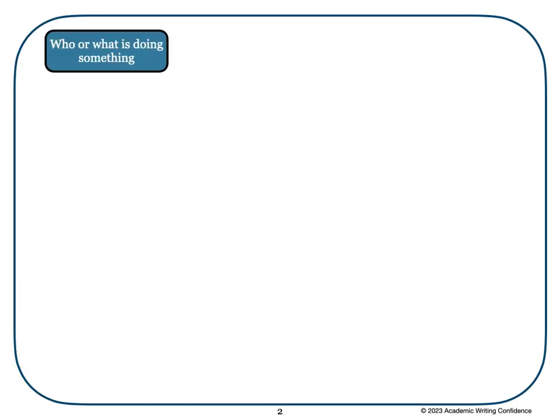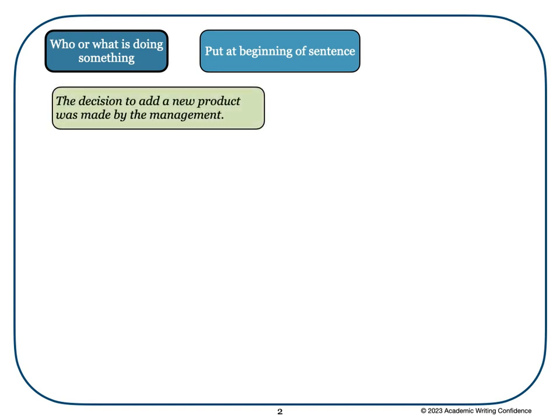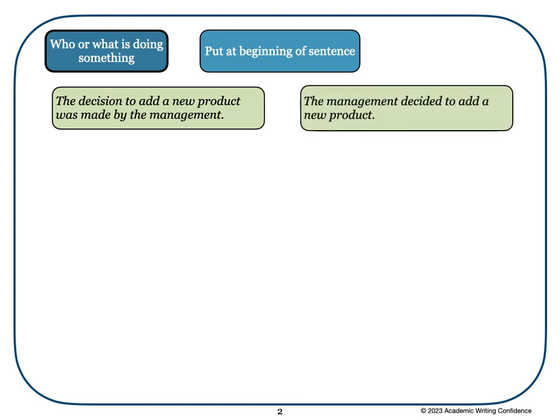One thing that we can do is when we write our sentence, we want to begin the sentence with who or what is doing something. We want to put this at the beginning of the sentence. Here's an example. The decision to add a new product was made by the management. If we change this sentence to, the management decided to add a new product, we've now put who is doing something at the beginning of the sentence. It is the management that is doing something.